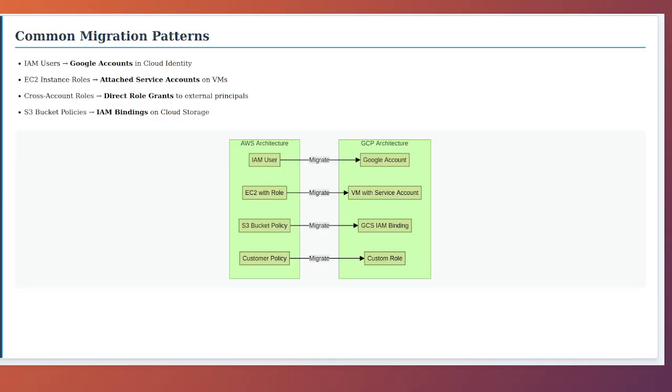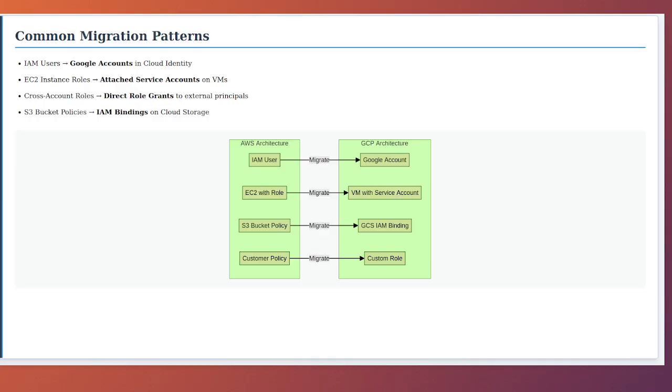For IAM users, migrate to Google accounts managed in Cloud Identity. Set up Cloud Identity. Create accounts for your users or sync from your corporate directory using Google Cloud Directory Sync or Azure AD Sync. Users then sign in with their Google account to access GCP. You do not create users in GCP itself like you would in AWS IAM.